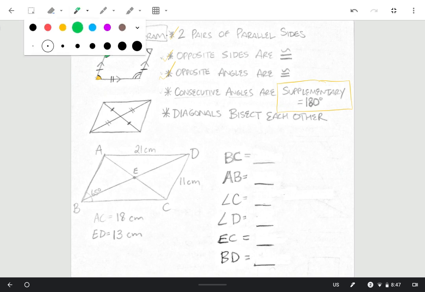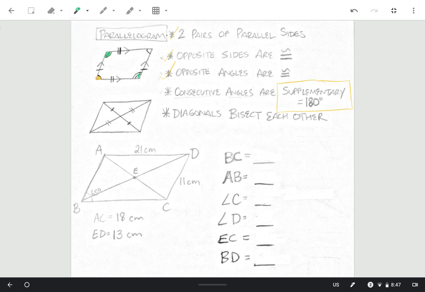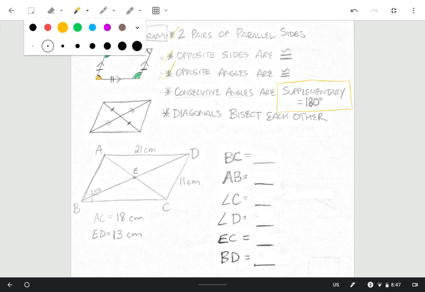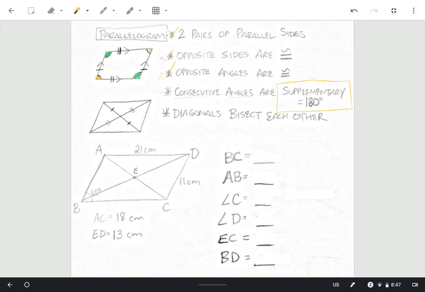And then there are, of course, other pairs. Obviously, this green one also would be, because the word consecutive means next to each other or one after the other. So each pair of consecutive angles, this pair, this pair, this pair, and this pair, are all going to be supplementary. So it applies to all 4 pairs along each side of that parallelogram.